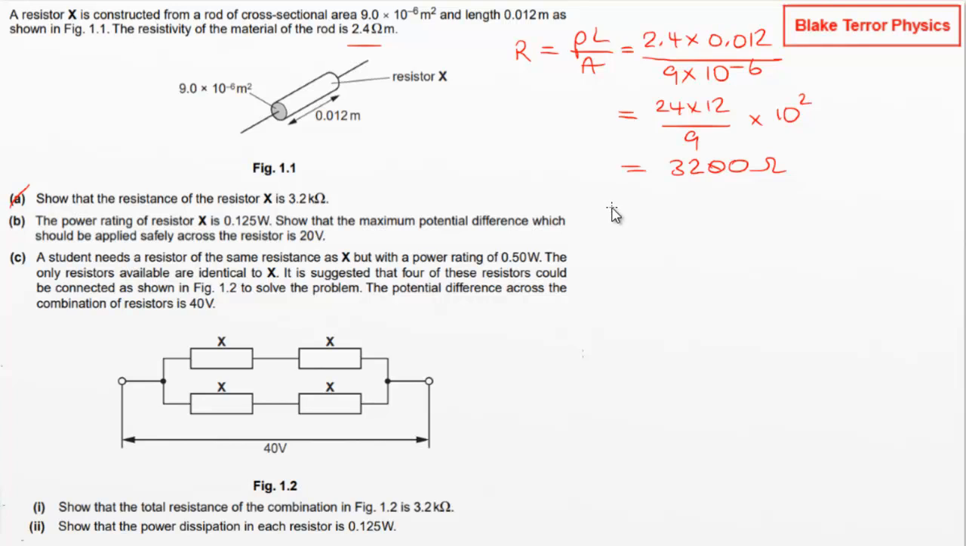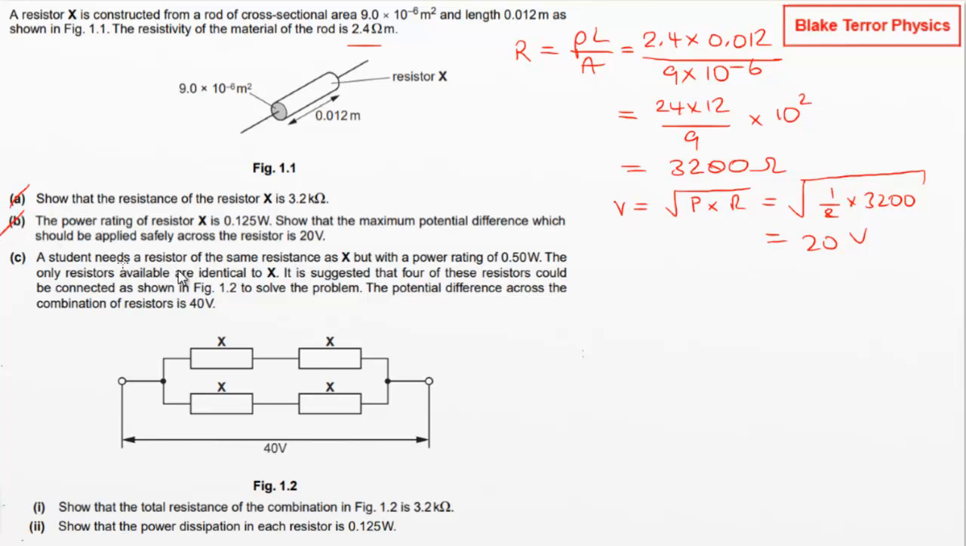So we want to have our power in terms of volts. So this is our V squared over R. I'm just going to rearrange. So we're going to have the square root of P times R. So that is the square root of 1/8 times 3,200. So 32 over 8 is 4. So we're going to have the square root of 400, which is 20 volts.